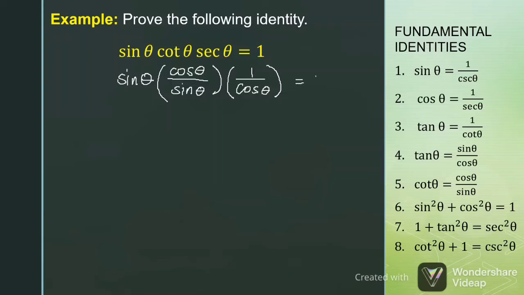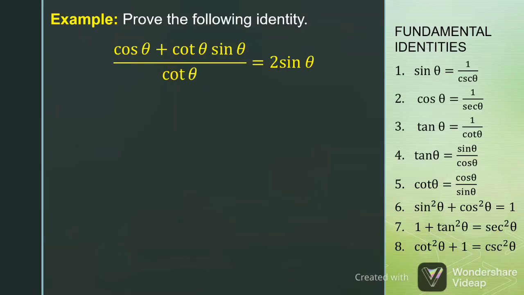Okay, is it equal to 1? Let us see. So sine theta divided by sine theta. We can now cancel this. Cancel. And cosine theta divided by cosine theta. So cancel. So therefore, 1 is equal to 1. So we can say that the given equation is an identity.